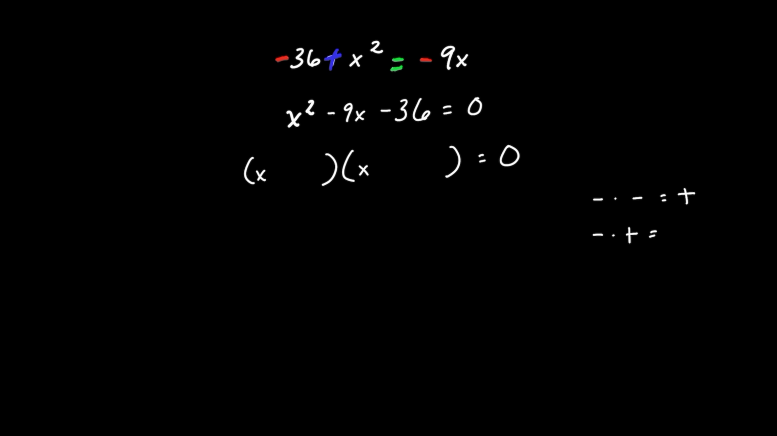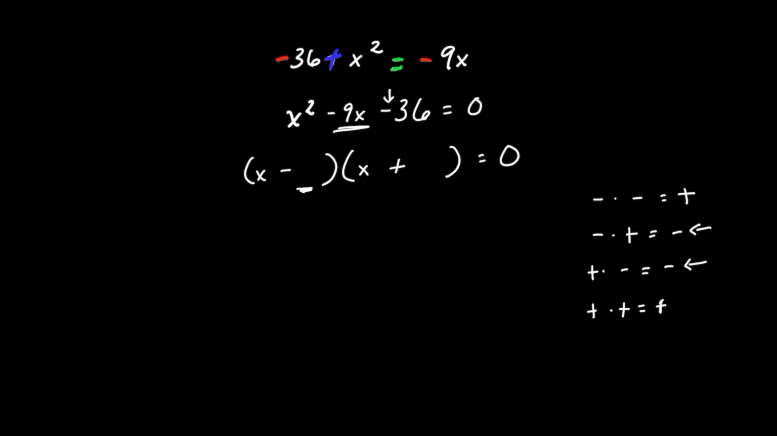And I just want to remind you that when you multiply two negatives, you're going to end up with a positive. If you multiply a negative and a positive, you're going to end up with a negative. And if you multiply two positives, you end up with another positive. So the negative 36 is, of course, negative. So you're going to have a negative and a positive in each one of those parentheses.